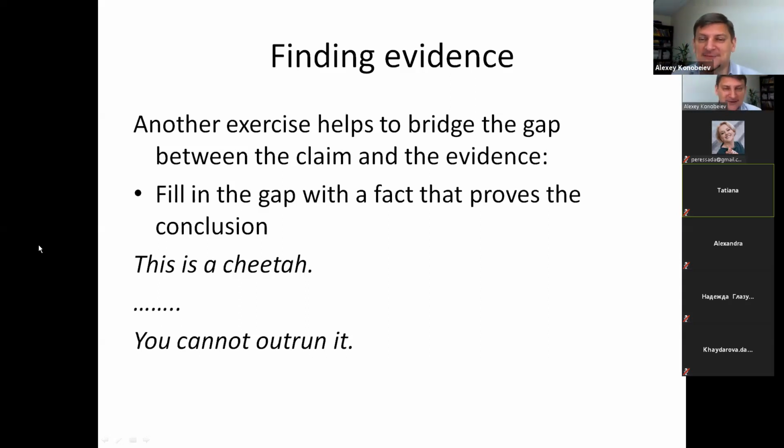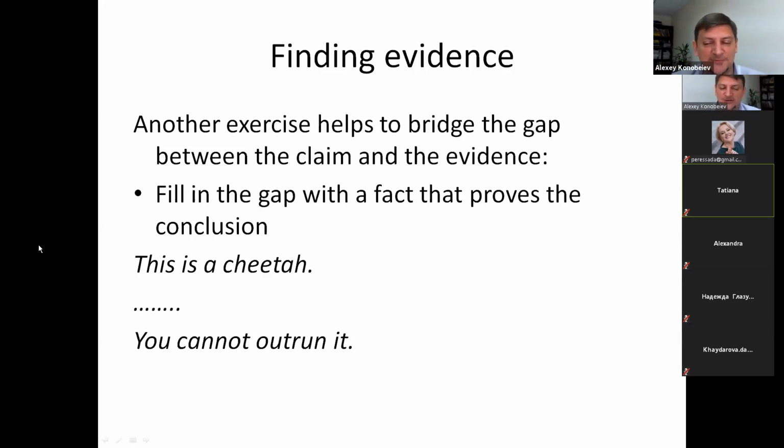So thank you so much for those who have already used this word in the chat earlier. So this is a cheater. You cannot outrun it. Which sentence, which factual evidence can you use in between to link the two sentences together? So this is a cheater. You cannot outrun it. Why?